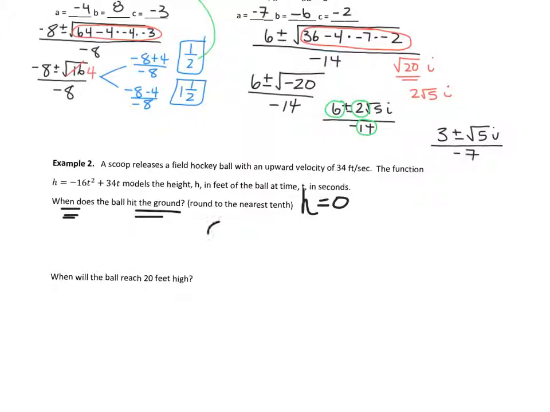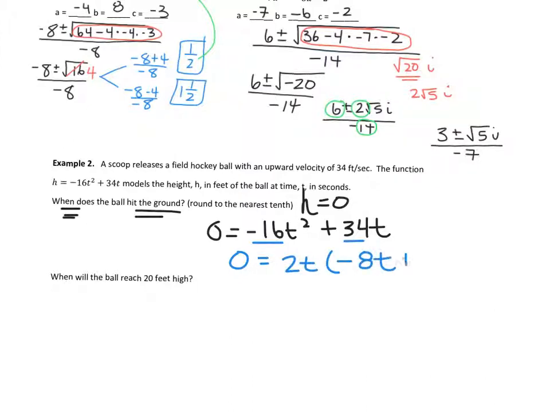So we have to solve 0 equals negative 16t squared plus 34t. Again, the quadratic formula works every time, but I'm actually going to solve this one by factoring. I feel like that would be easier. So I'm going to factor out, I can divide both of these by 2 and a t. So I can take out a 2t and I'll get negative 8t plus 17.